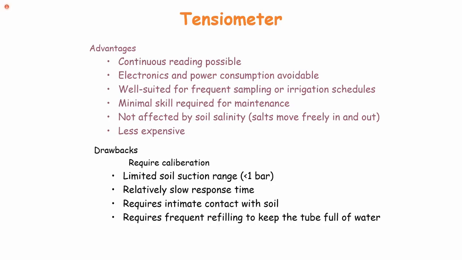Then the disadvantages or drawbacks of this instrument: it requires calibration. All the three indirect methods actually require calibration. Then, limited soil suction range. Using this instrument, only suction levels of less than 1 bar can be measured. If the suction level increases beyond 1 bar, we cannot measure moisture content using this instrument. We'll be studying bar and suction again in the next class, so don't worry about that now.